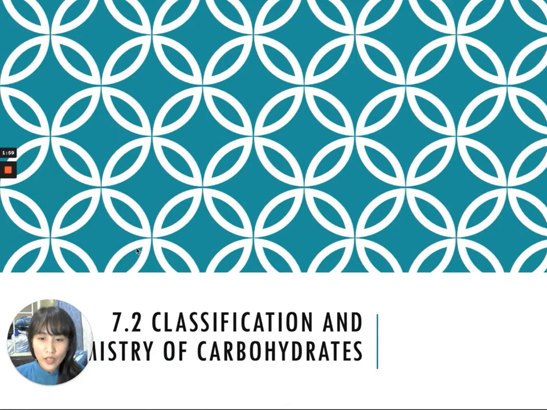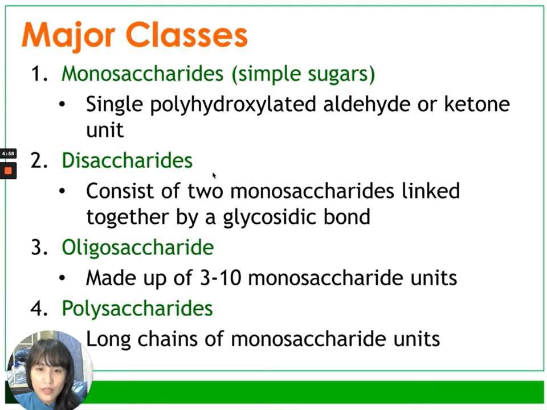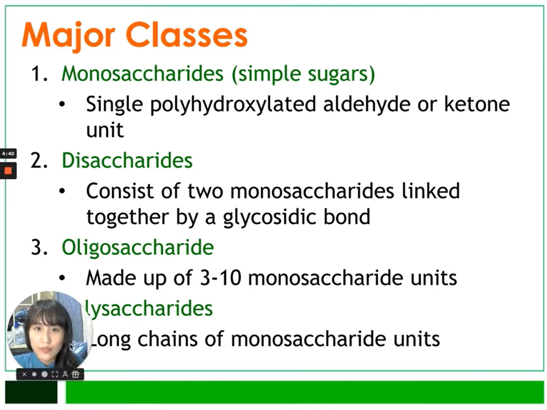For the second topic of this unit, we will be talking about the classification and chemistry of carbohydrates. This can be easily classified according to the number of sugar units they have. So we have here the four major classes of carbohydrates: the monosaccharides, disaccharides, oligosaccharides, and polysaccharides. Monosaccharides are also called simple sugars.